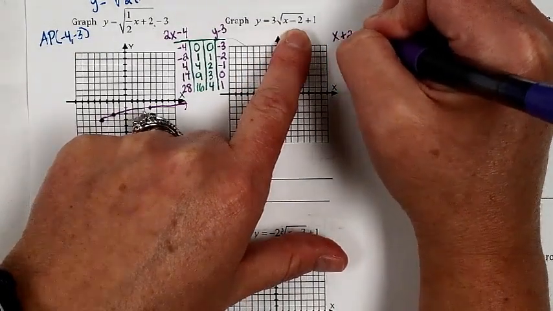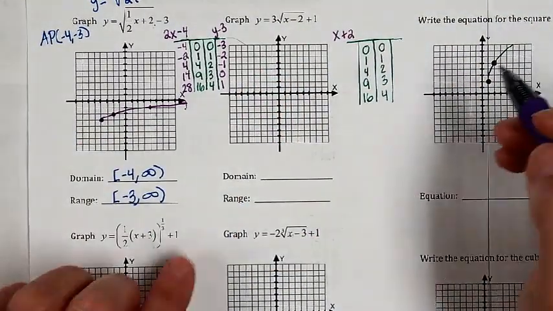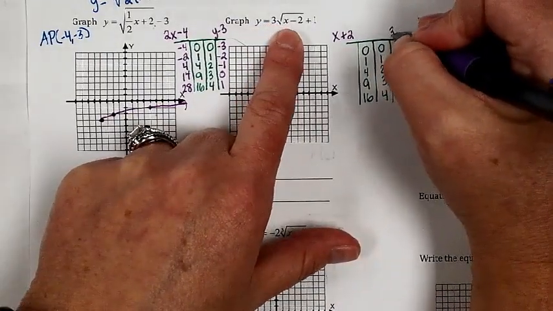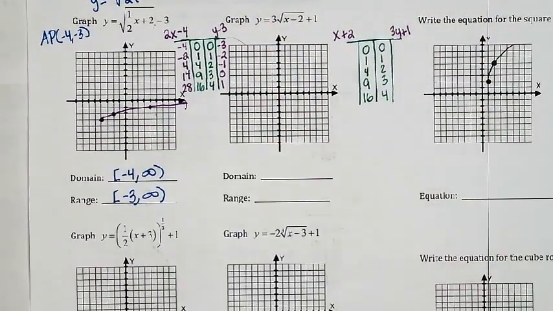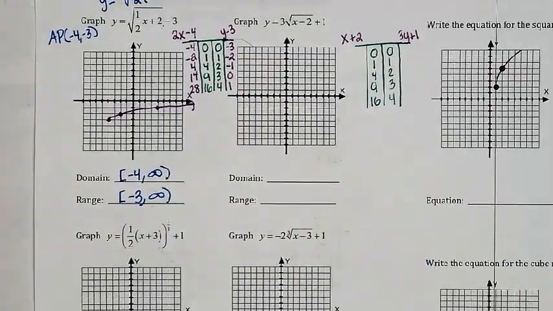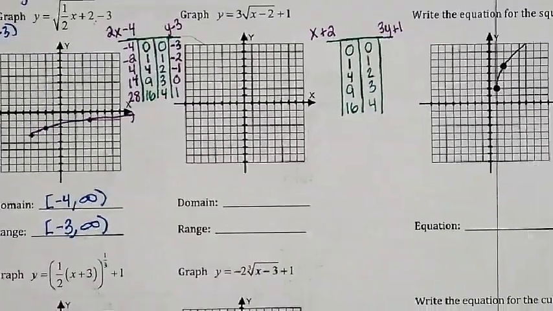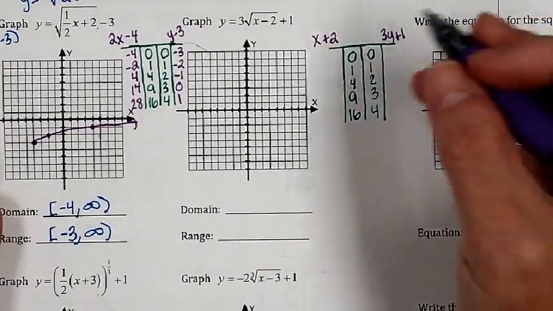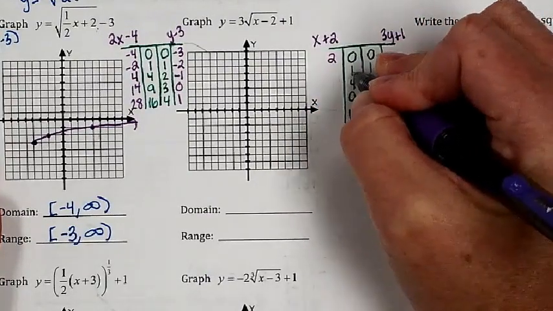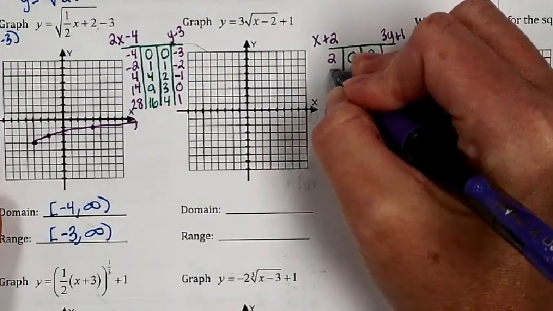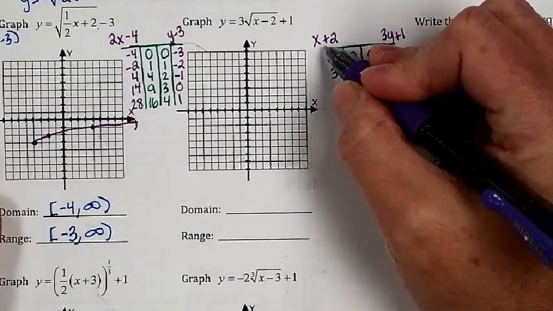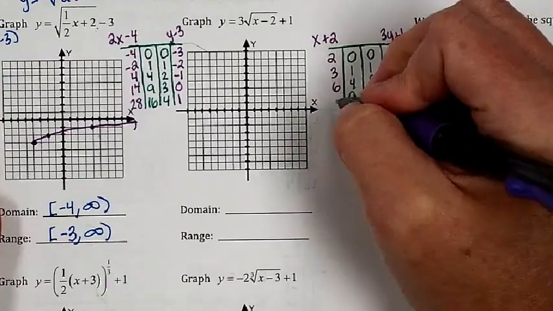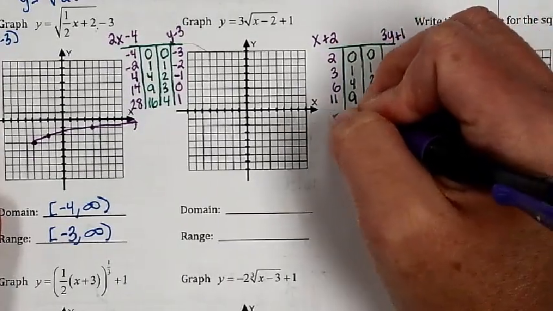That's 3y plus 1. For the y, everything on the outside, we're multiplying by 3 here, so 3y, and then we have the plus 1. Remember, you don't flip anything with the y's, only the x. So let's find the other pairs. I put in 0, 0 plus 2 is 2. Then 1, 1 plus 2 is 3. Then 4, 4 plus 2 is 6. Then 9 plus 2 is 11, and 16 plus 2 is 18.